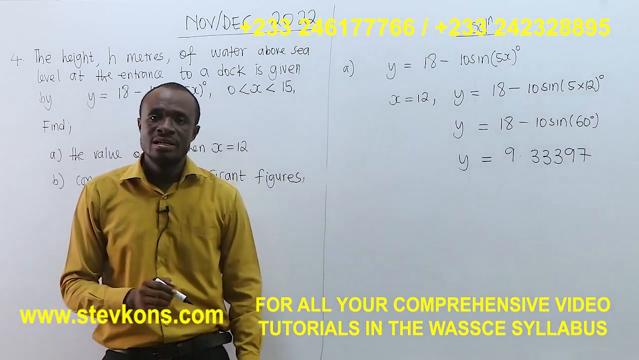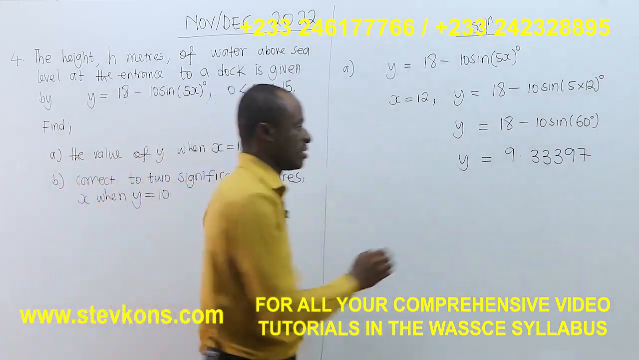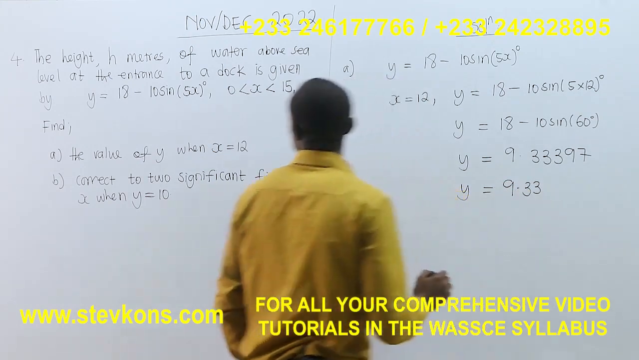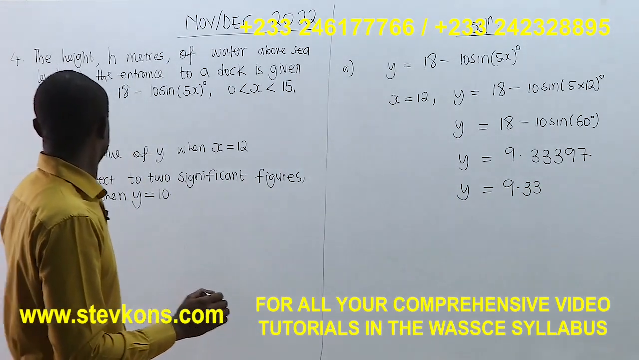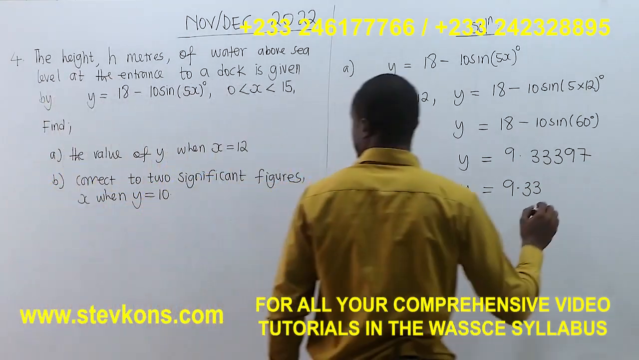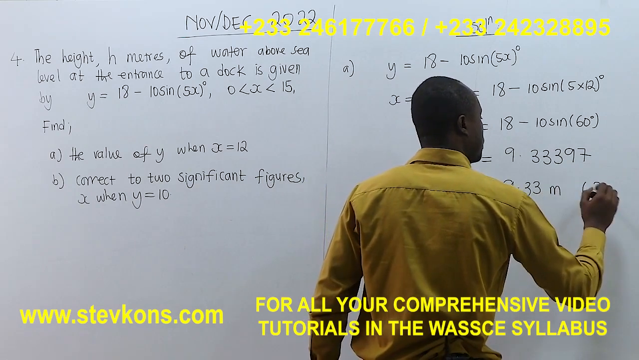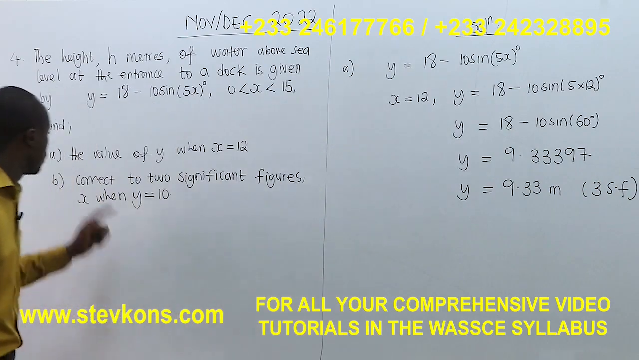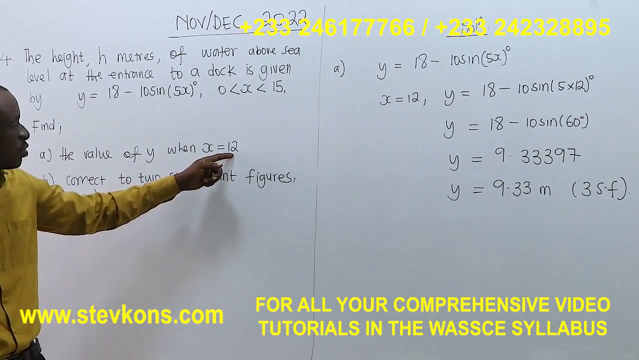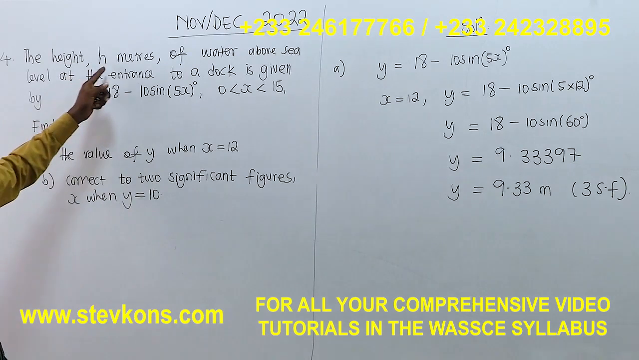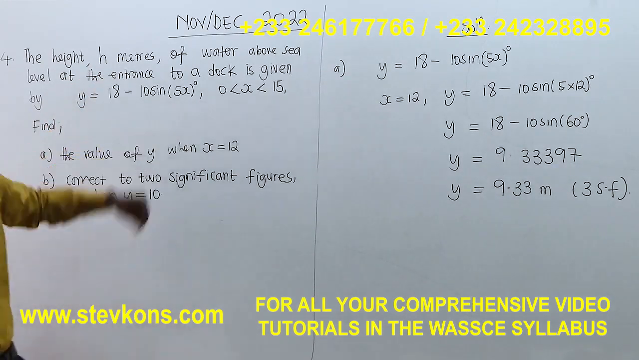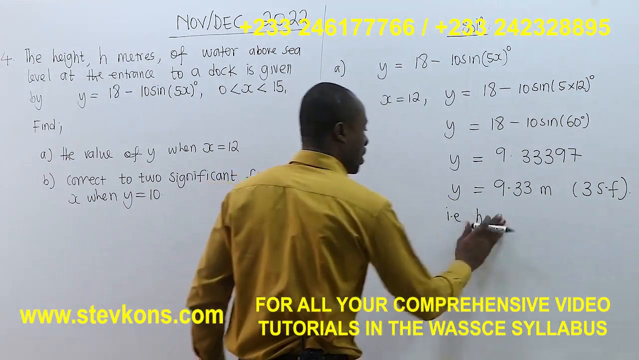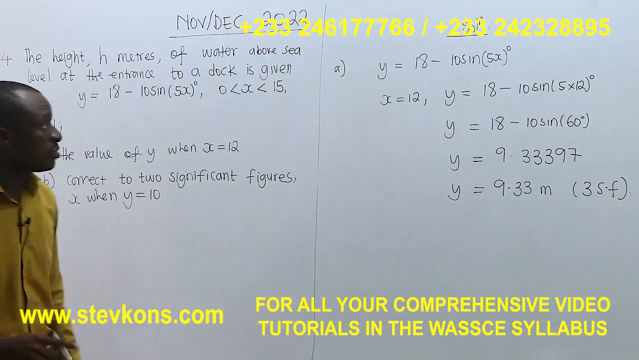Let's leave our answer to 3 significant figures. So clearly our y is equal to 9.33 meters, and that's 3 significant figures. The first one says find the value of y when x is equal to 12. So we are into the height. The height is given as that, so that is h. But then we are to find the value of y, so just y equal to that.